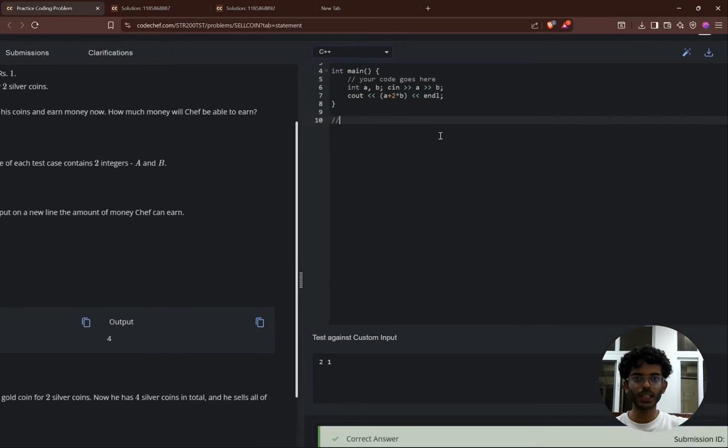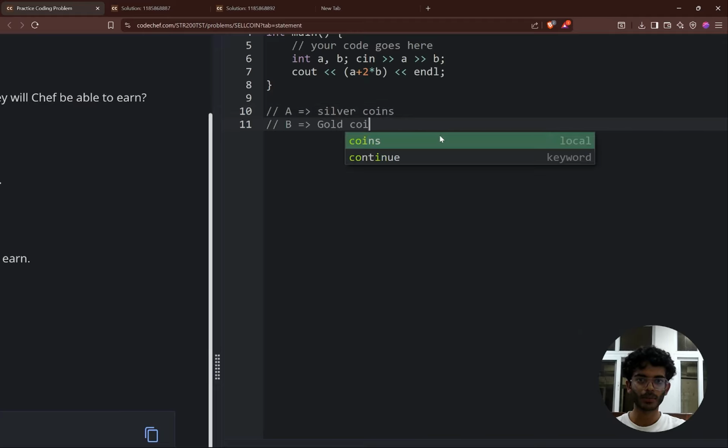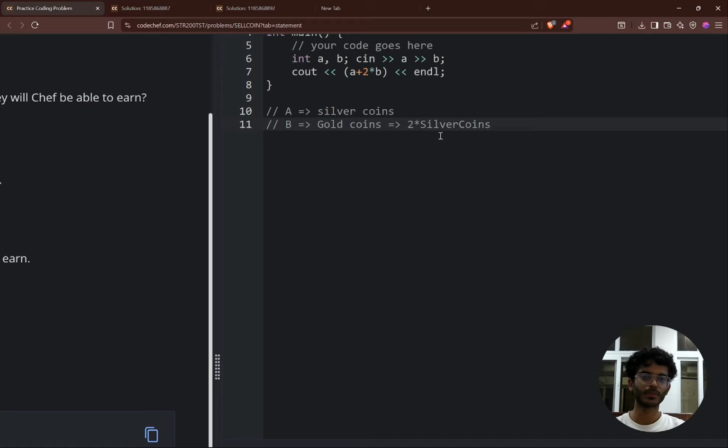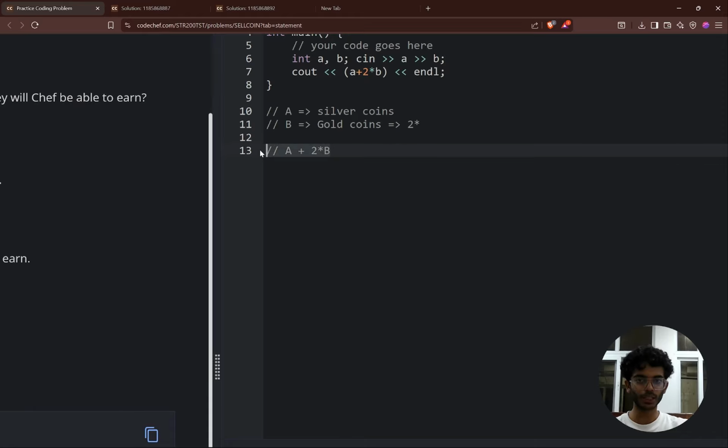So we're given that we have A number of silver coins and B number of gold coins. And the worth of a gold coin is nothing but two times the cost of a silver coin, right? The total amount of money we can earn is A plus 2 times B, right? And that is all we need to print.